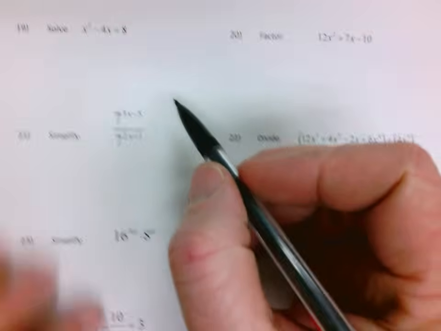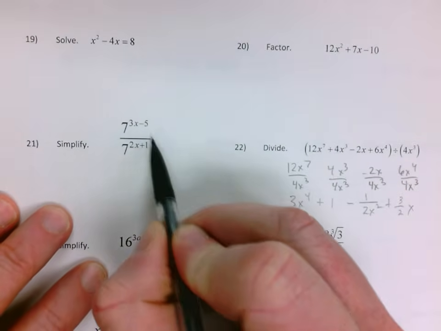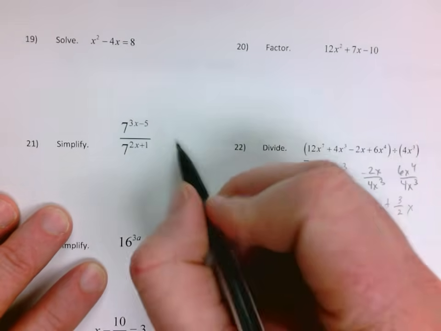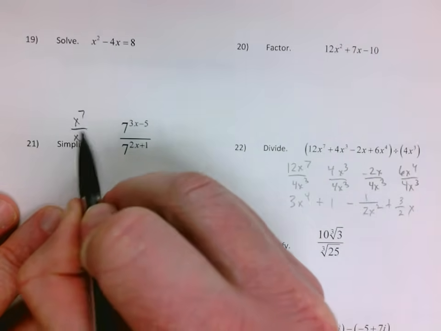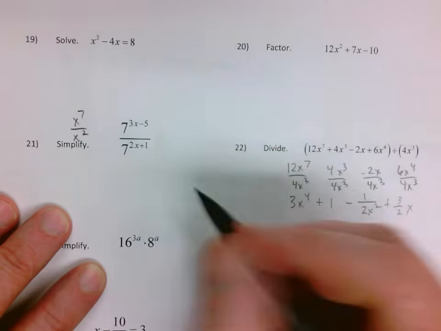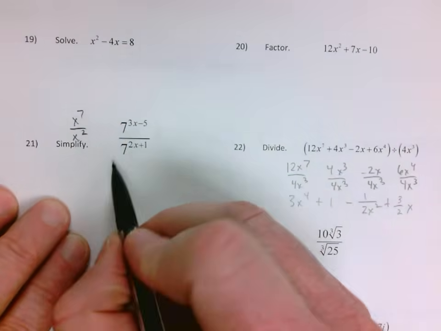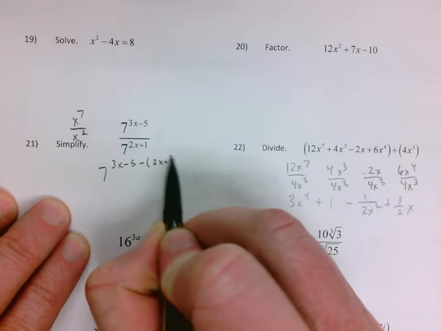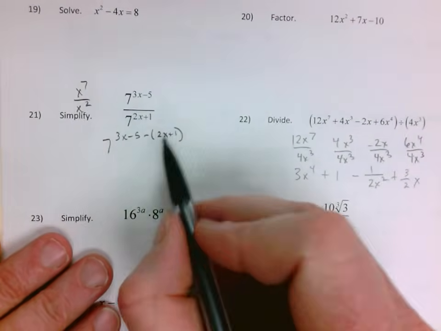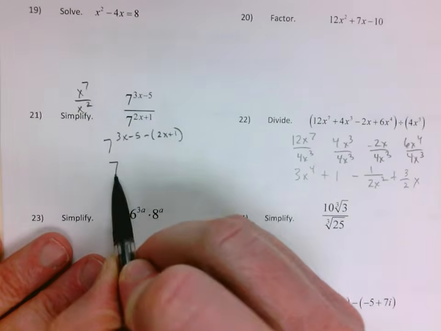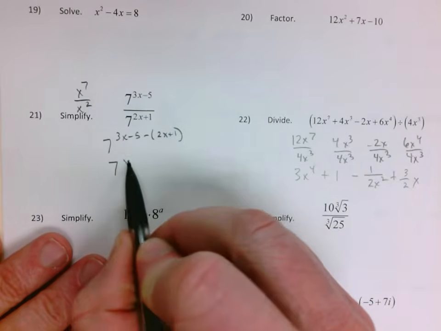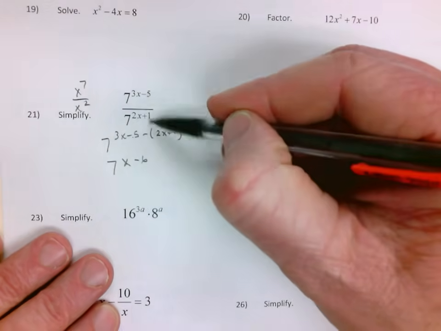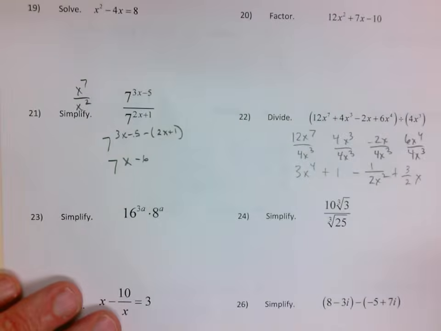A couple others, skipping around. Power: this is an exponential over an exponential. If you had x to the 7th over x squared, you just subtract 7 minus 2. Same thing here, we have the same base. 3x minus 5, subtract the quantity 2x plus 1. Make sure you subtract the whole quantity, so this would be x to the 7th. 3x minus 2x is x, negative 5 minus 1 is negative 6. You can't cancel like this because this is a whole quantity.